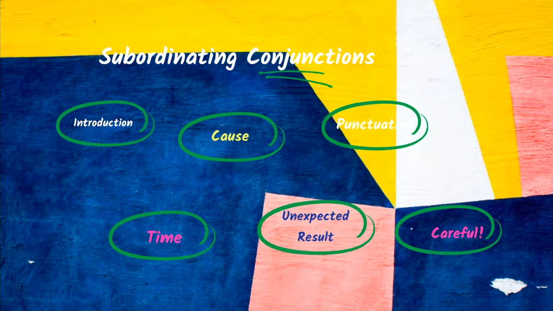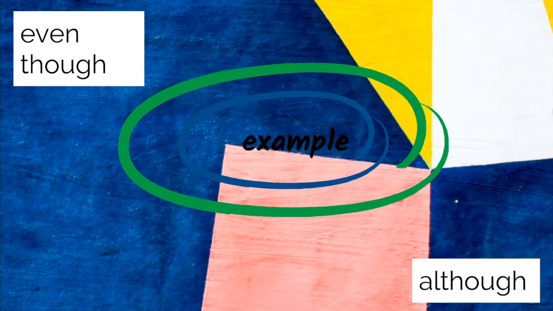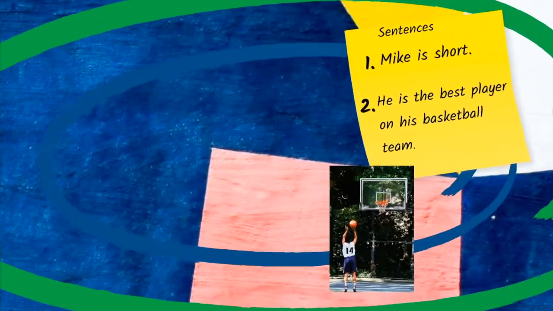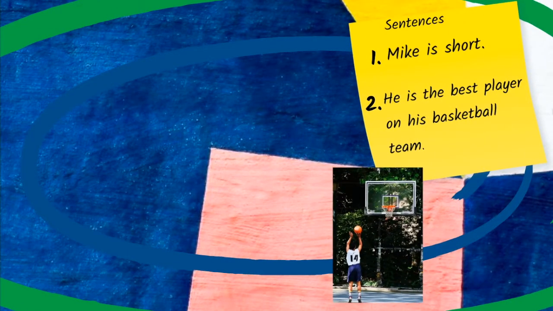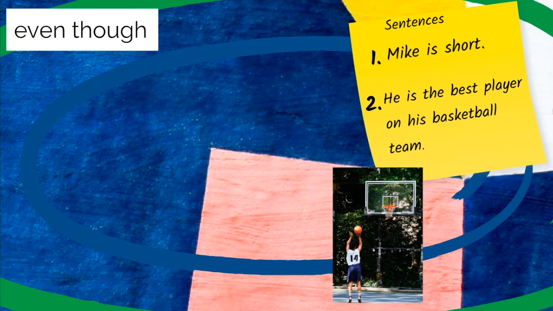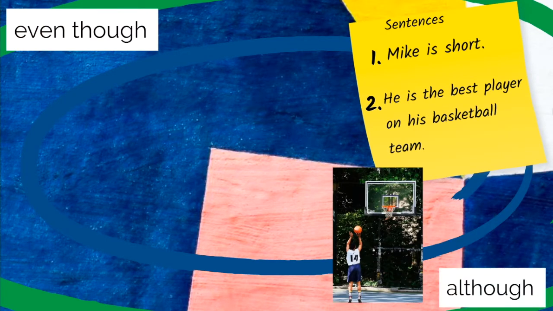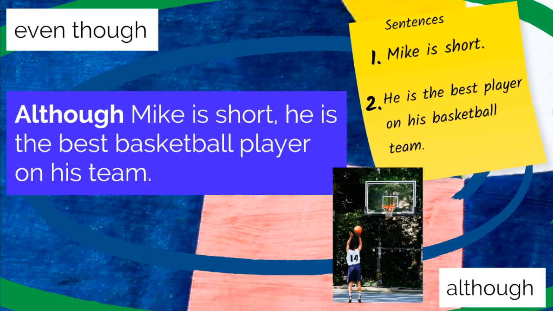Subordinating conjunctions can also show an unexpected result. We can use even though and although to do this. For example, if you have the two sentences, Mike is short, he is the best player on his basketball team, the relationship between these two sentences is surprising because if somebody's short, we usually don't expect them to be the best basketball player on the team. So we can use even though or although to connect these two sentences and make them one complex sentence. I could say, although Mike is short, he is the best basketball player on his team. Or even though Mike is short, he is the best basketball player on his team.